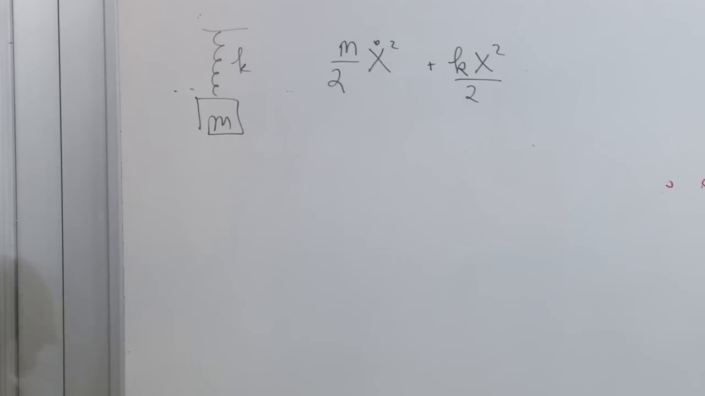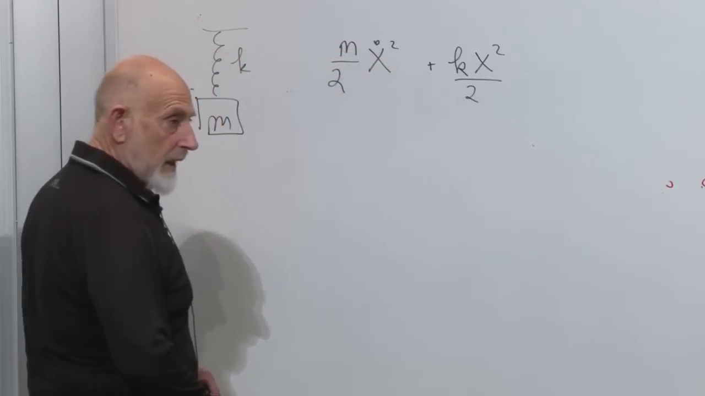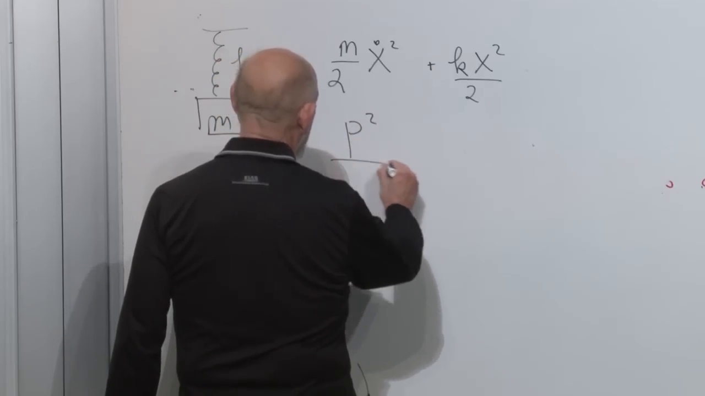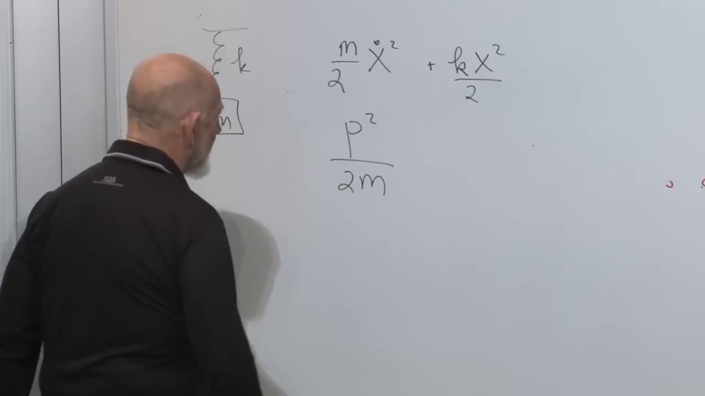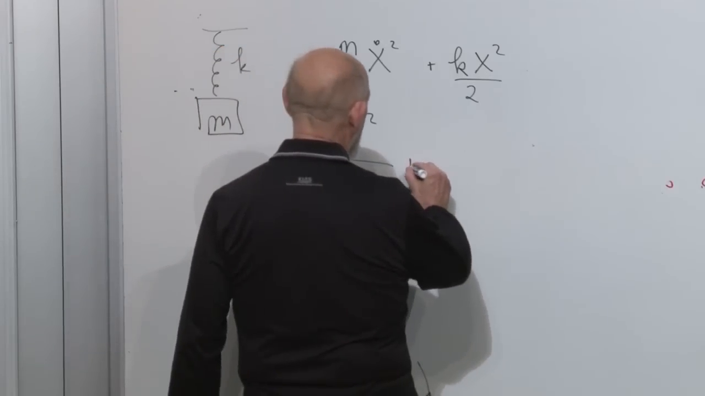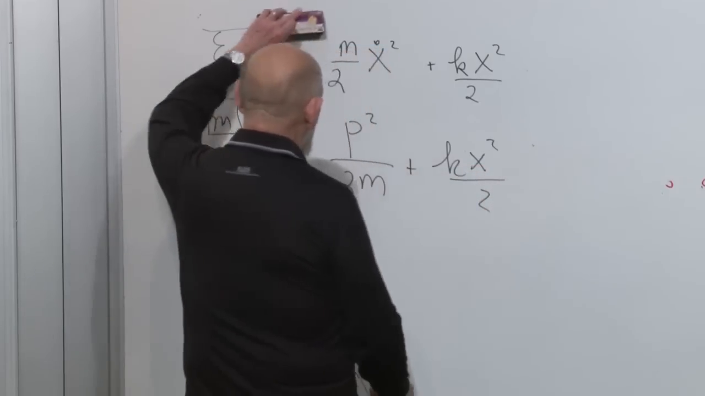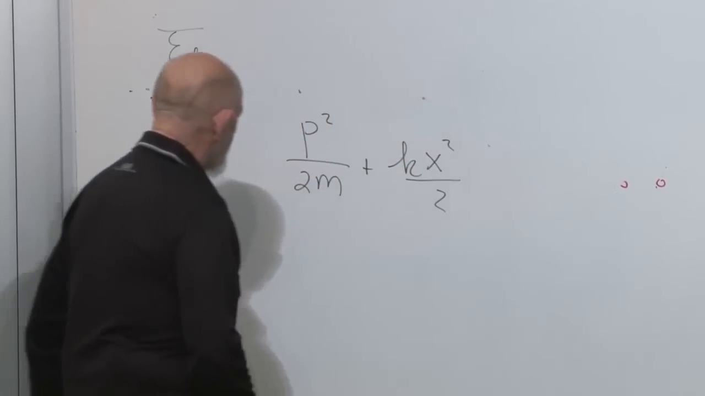Or equivalently, if we go to momentum instead of velocity, it becomes p squared divided by 2m. Momentum squared divided by 2m plus the same kx squared over 2. So that's our expression for energy.